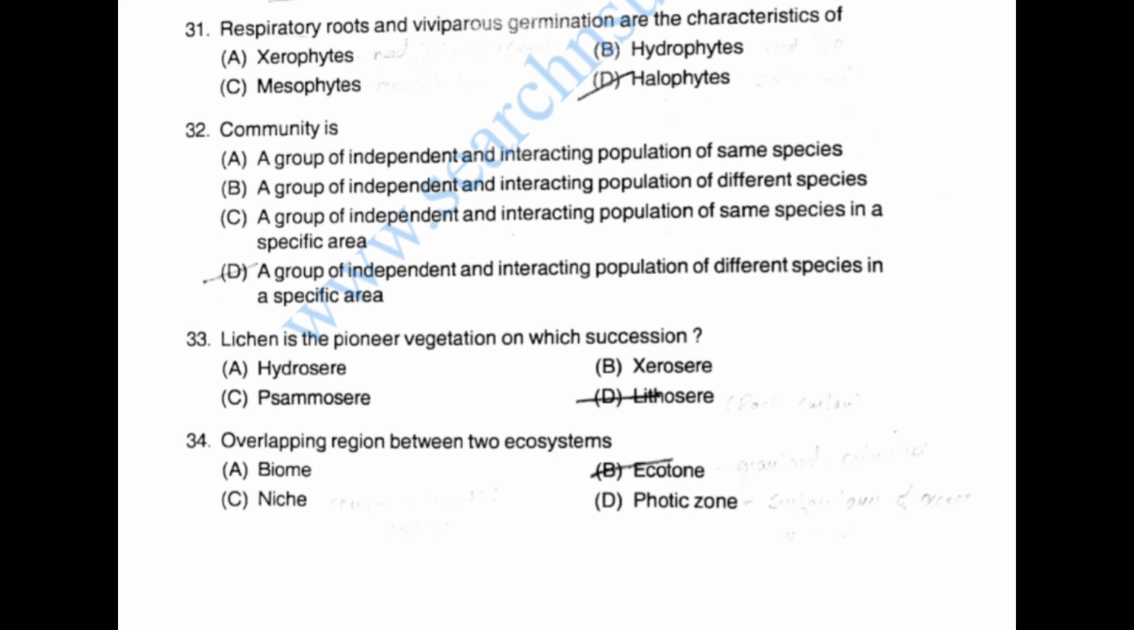Next, question number 34. Overlapping region between two ecosystems. Name that region which is the overlapping or interconnecting region between the two ecosystems, and the answer is ecotone. Clear? What is the answer? Ecotone.